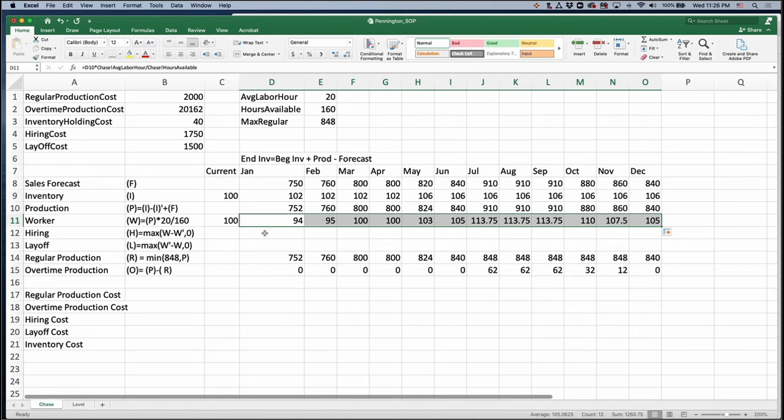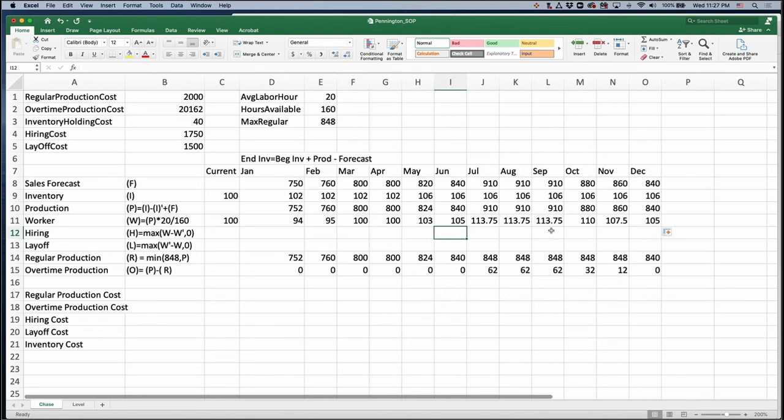Now that we have the approximate worker level, we can compute the hiring and layoff. In the current period, we have 100 workers. In January, we need only 94. That means you have a layoff, right? So you lay off 6 people, and next period you may hire 1 more person, and the next period you can hire 5 more people, then 3 more, 2 more, and so on. And at this point, they have to lay off, right?